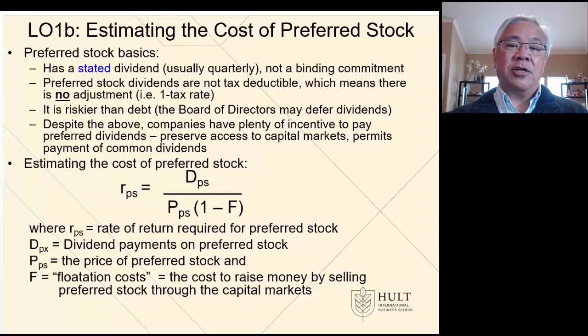And we do flotation adjustments on common stock, preferred stock, and debt. This is just an illustration using preferred stock. So R sub PS is simply the return required for the preferred stock. D sub PS is the dividend payable on the preferred stock. And P sub PS is the price of preferred stock. And F is flotation, as we mentioned. That's the cost of money raised.